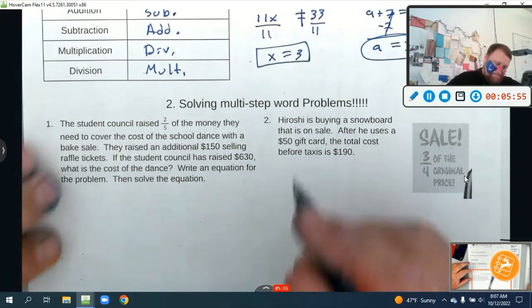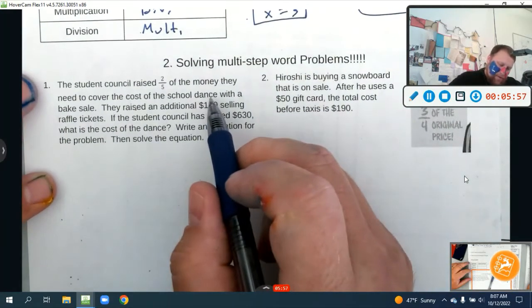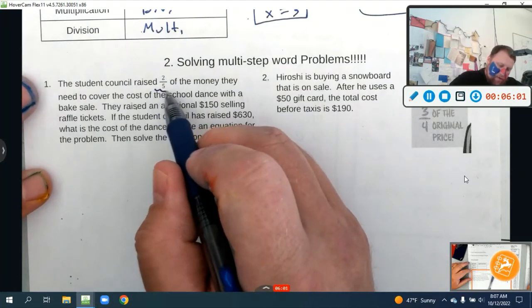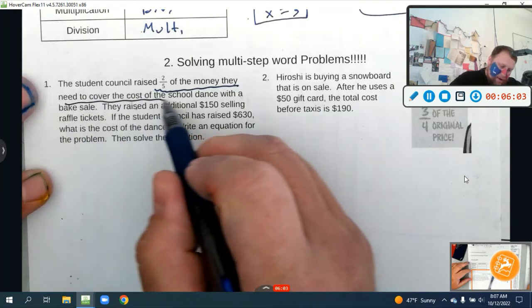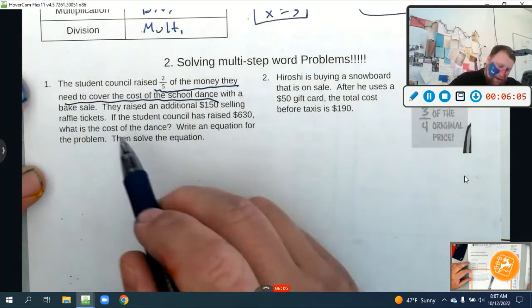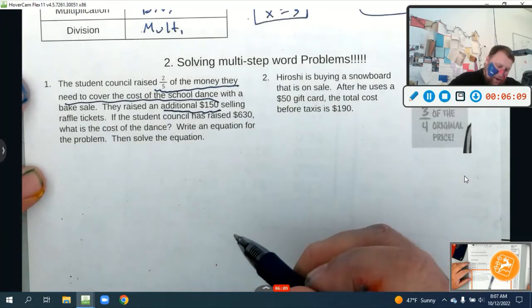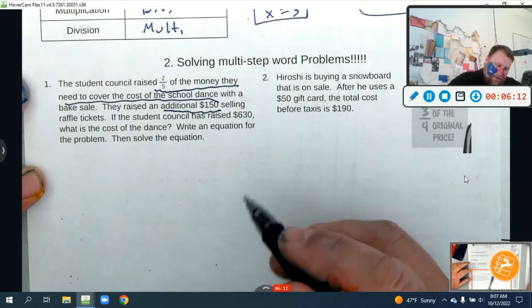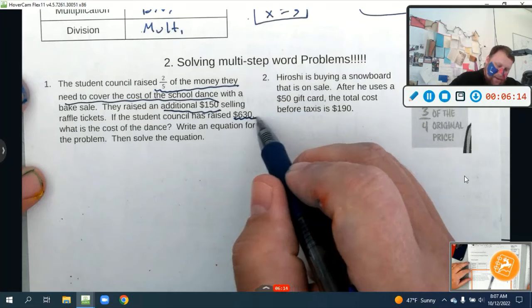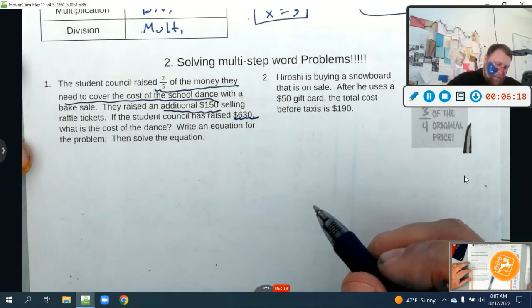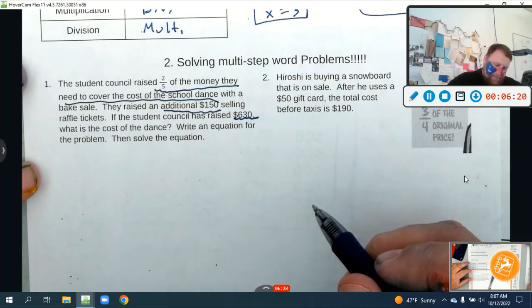Okay. The student council raised 2/5 of the money they need to cover the cost of the school dance. That sounds important with a bake sale. They raised an additional $150 selling raffle tickets. If the student council has raised $630, what is the cost of the dance?